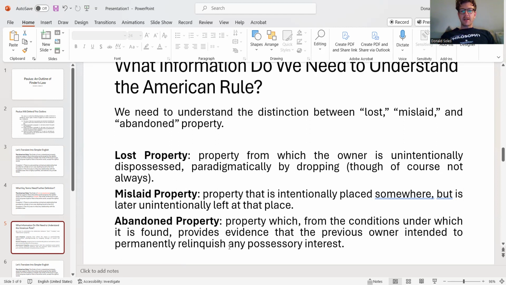This category of property is the category in which the item, by the conditions under which you find it, provides evidence that the previous owner intended to permanently relinquish any possessory interest in that property. I think usually of what happens when you live in an apartment complex and you see a lot of stuff by a dumpster. Sometimes you see really cool stuff by the dumpster: coffee tables, chairs, mattresses, games, lamps. You know how it is when you move out.